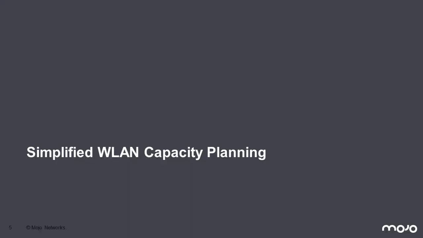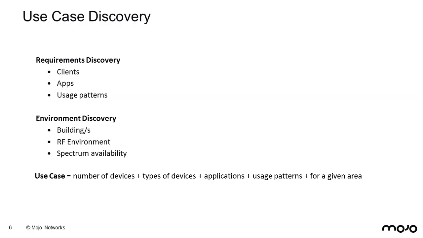Okay, a simplified wireless LAN capacity planning. How we do it: of course, you can use Mojo Planner or other planning tools, and we'll talk about that later on. But really what I like to recommend is that you design for a specific use case. To do that, you first have to discover what types of clients are being used, what applications are being used, and what the usage patterns are.